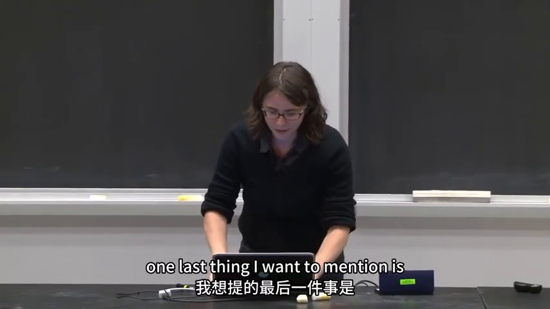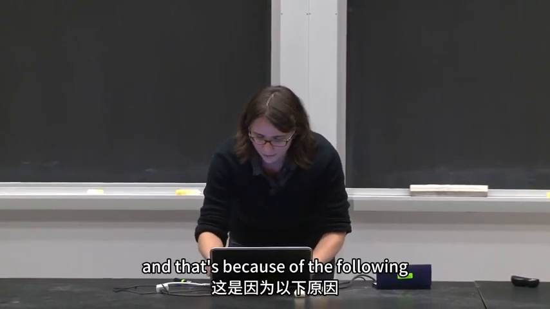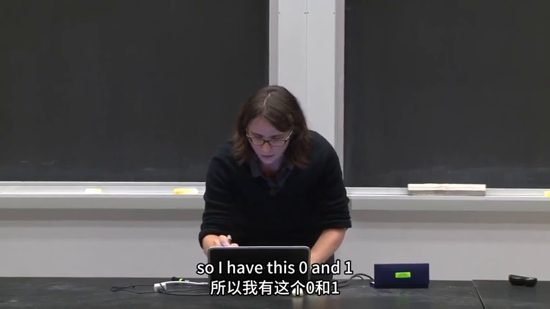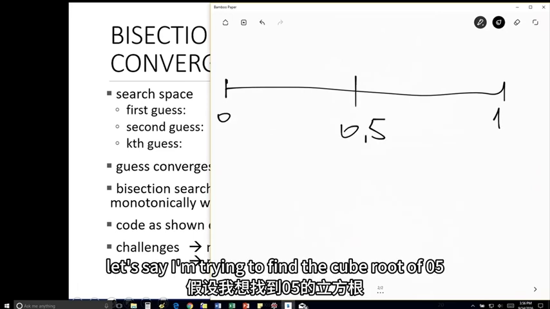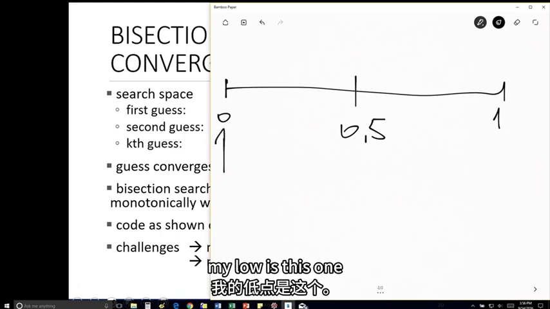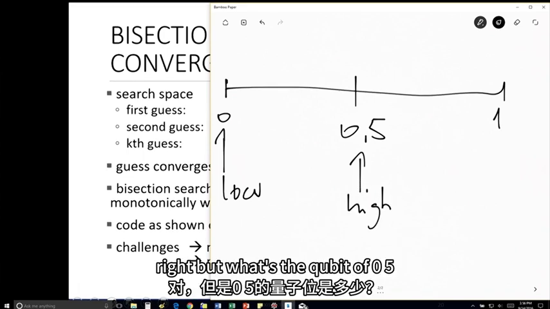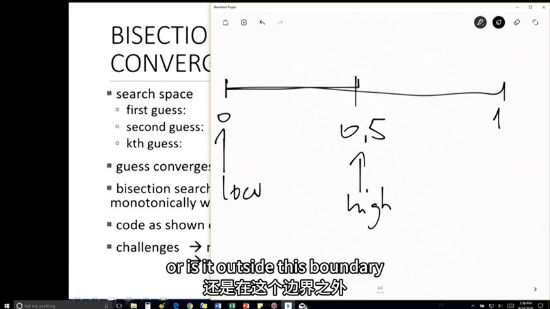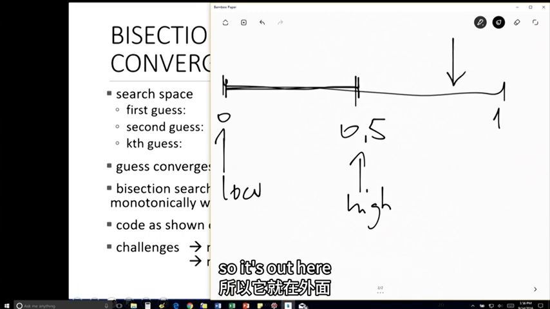One last thing I want to mention is the code I showed only works for positive cubes. And that's because of the following. So I have this 0 and 1. Let's say I'm trying to find the cube root of 0.5. When I first set my initial boundaries, my low is this one, and my high is this one, right? But what's the cube root of 0.5? Is it within this boundary, or is it outside this boundary? I heard outside. It's like 0.7 something, so it's out here.